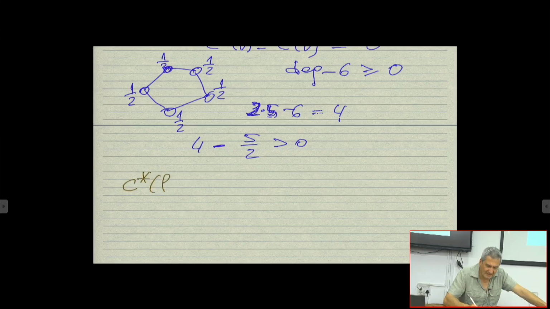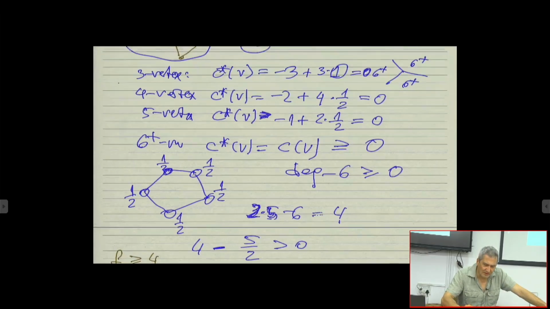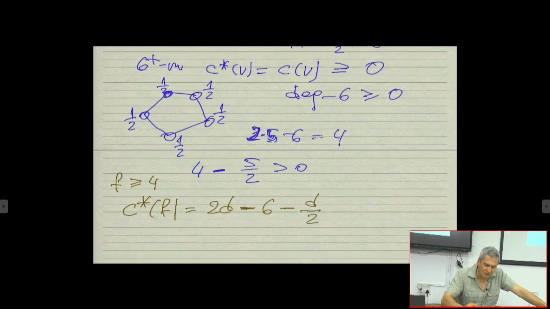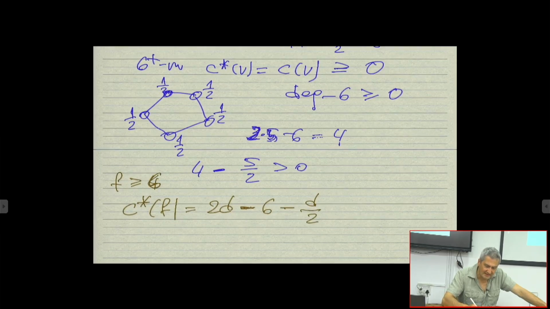Initial charge of a face is of size, I think 4 or 5, let's assume, and this will be like 2d minus 6 minus, I sent 1/2. No, I should be careful. No, it should be done separately. This should be now at least 6. At least 6, because a 6-face may send 1 to a 3-vertex, yes? So we should do it separately.